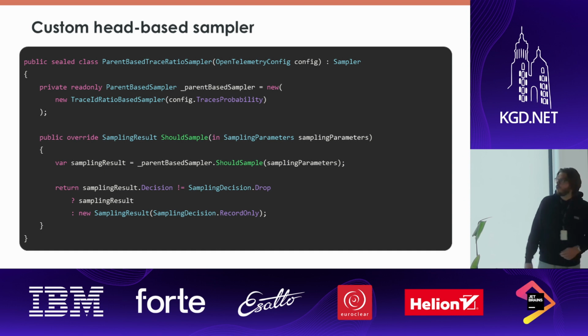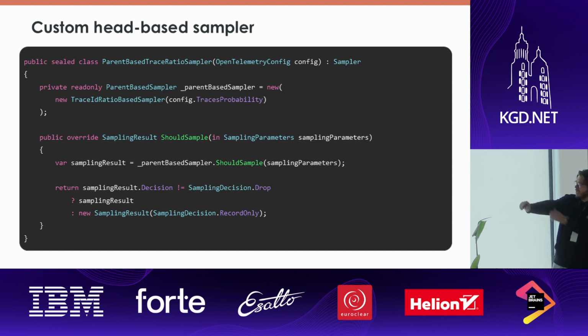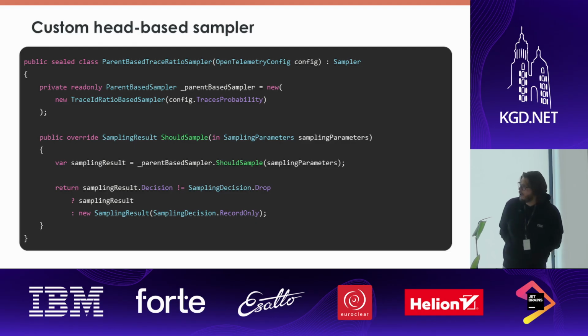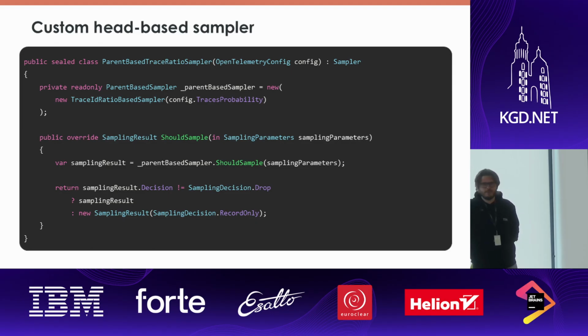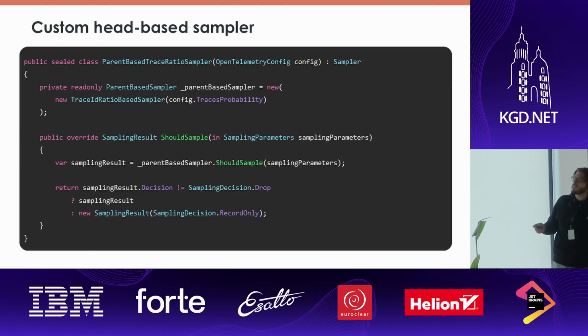Also, we are able to create our own sampler. And as you can see, here is one of the implementations which we have in our services. Here we have a parent-based sampler, which has inside a trace ID ratio based sampler. These are two samplers which you can find in the library by default. But why did we decide to do it this way?